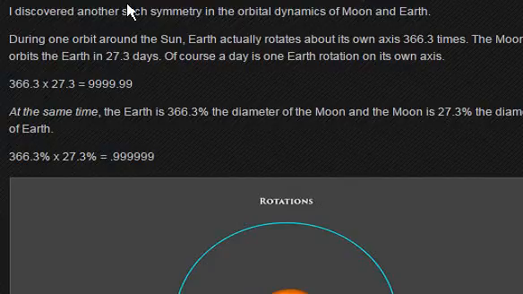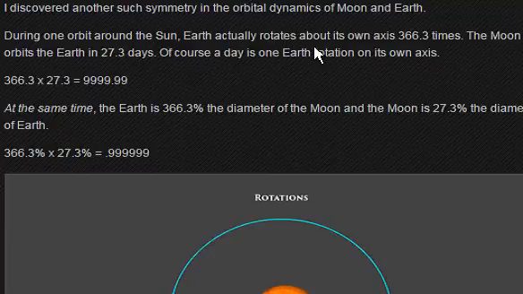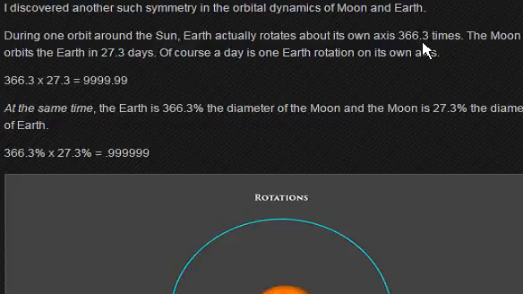Okay, Scott discovered another such symmetry in the orbital dynamics of the Moon and Earth. During one orbit around the Sun, Earth actually rotates around its own axis 366.3 times. The Moon orbits the Earth in 27.3 days. Of course, a day is one Earth rotation on its own axis. 366.3 times 27.3 is 9,999.99.